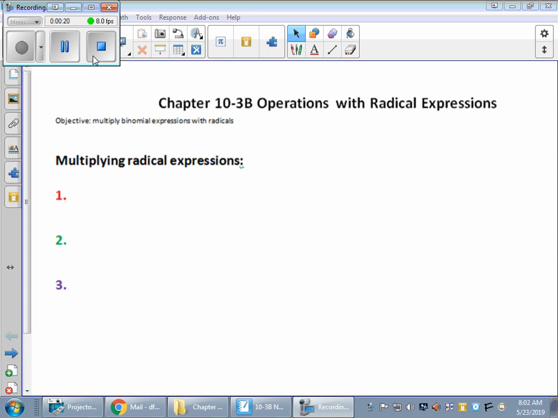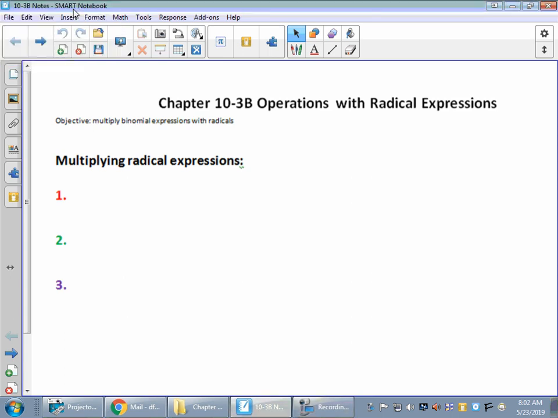All right, we are on to 10.3b, operations with radical expressions. Short and sweet one here today. And so, again, our objective now, we've talked about different operations. Today we're going to multiply binomial expressions with radicals. And you'll see down the bottom sheet of your notes, we got tons of examples. Let's talk about how to do it then.